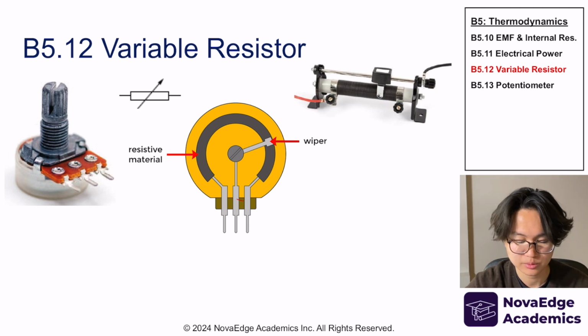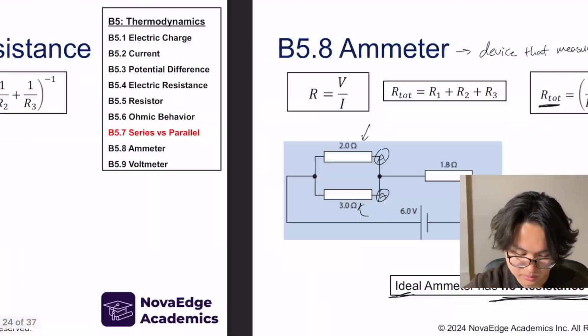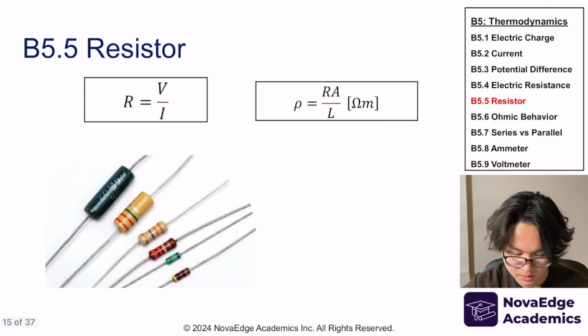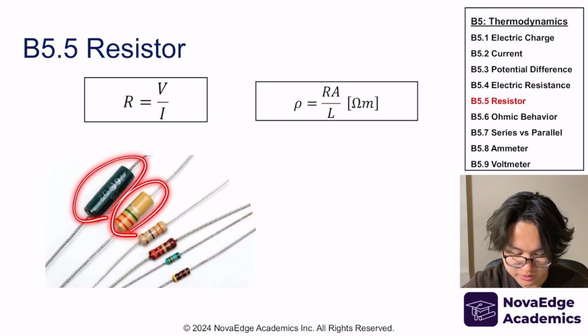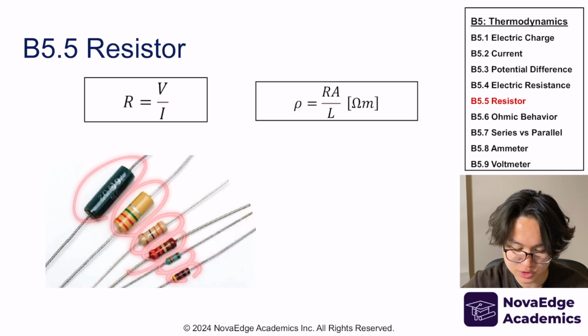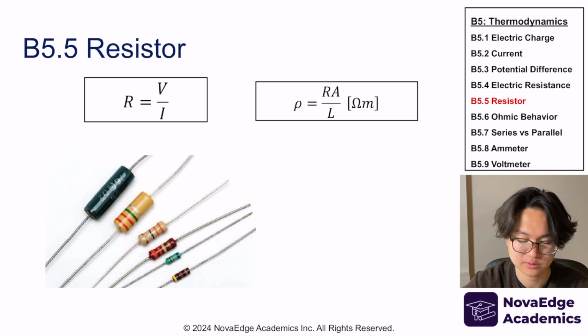Okay? Remember the resistor that I showed you? It looked like this before, right? In B5.5. These guys are fixed values. So if I want to change the resistance, I need to swap one out in a circuit. But what if I didn't need to do that? That's what the variable resistor is for.